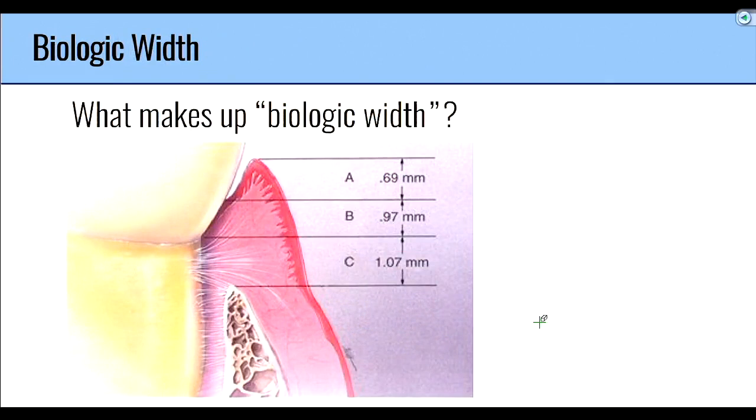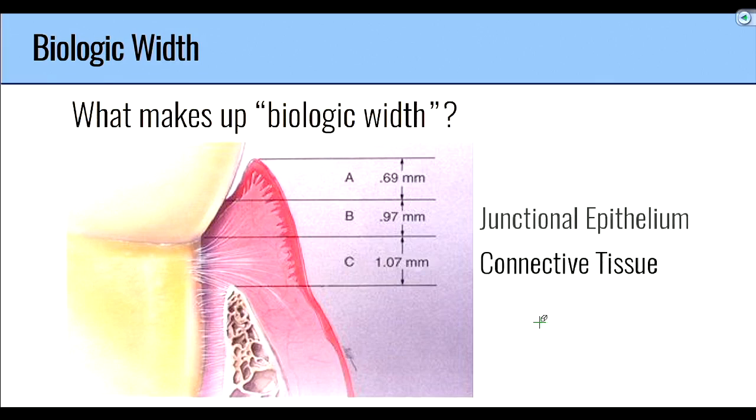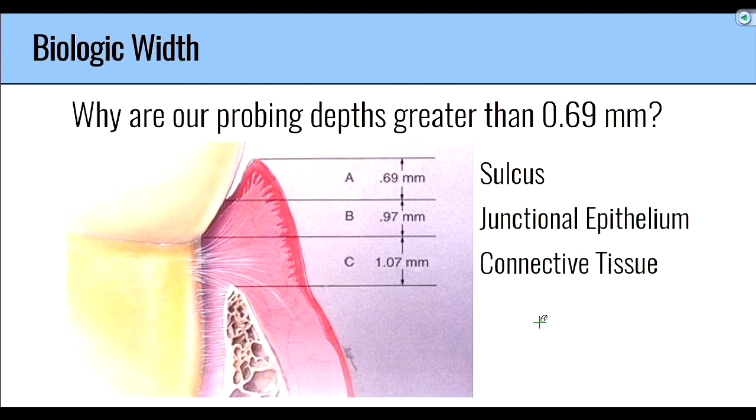So just a reminder, when we flap open the gums, the distance from the bone to the free gingival margin is made up generally of 3 different things, each with an average of about 1 millimeter. So as we go apically, we go from the sulcus to the junctional epithelium to the connective tissue. So that makes up the biologic width.